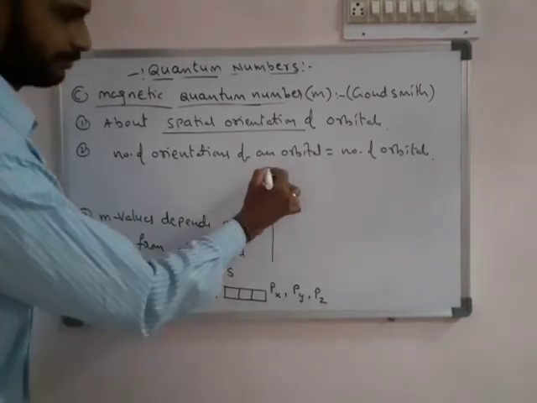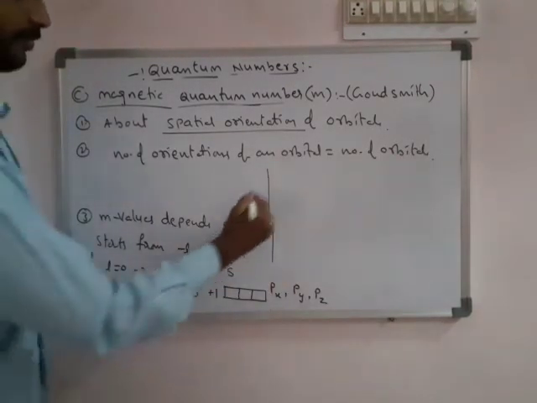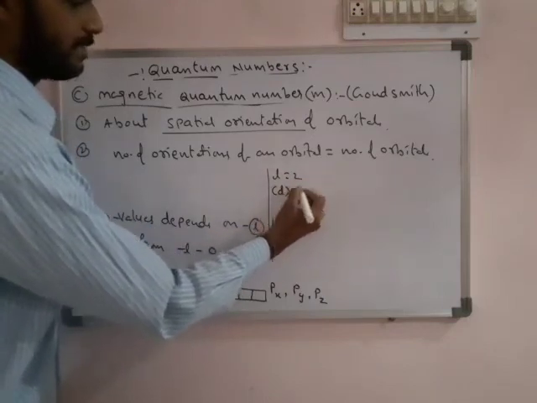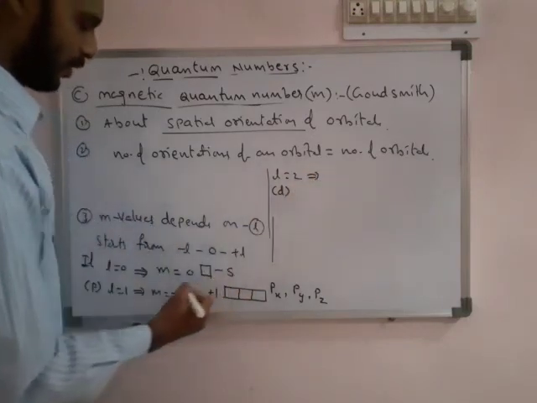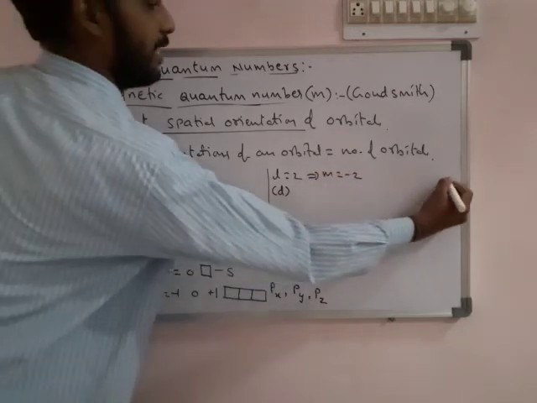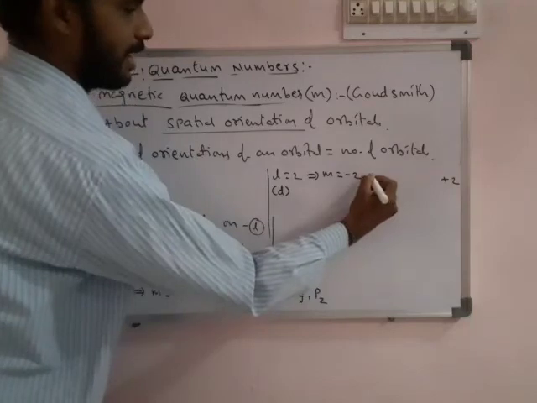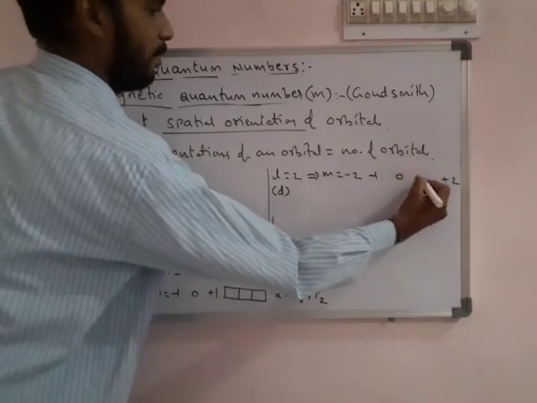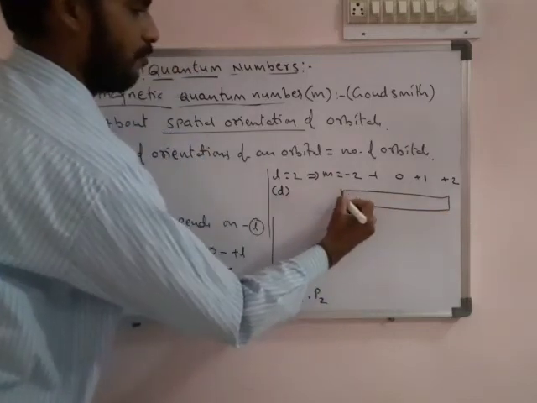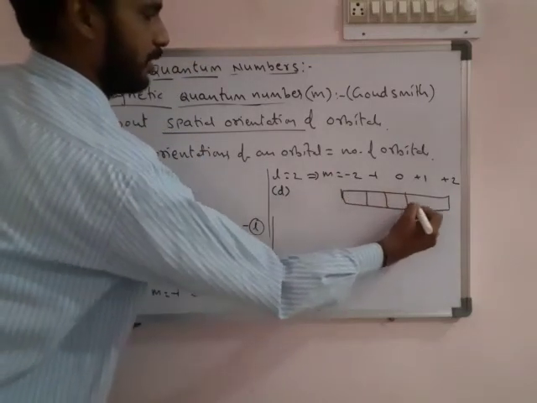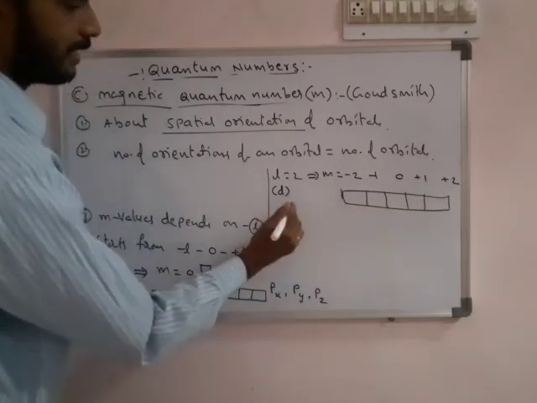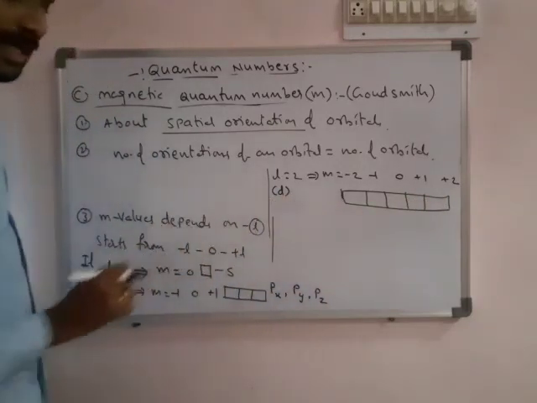Let's see. If l is equal to 2, l equal to 2 indicates d. What are the m values now? Start with minus 2, end with plus 2. The included values are minus 1, 0, plus 1. That gives 5 values, and these 5 values indicate 5 boxes: 1, 2, 3, 4, 5 boxes. These 5 boxes tell about the orientation of the d subshell.